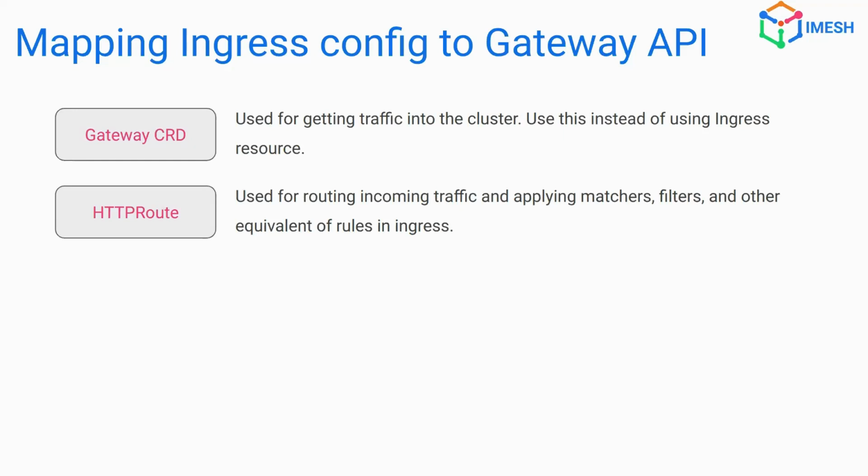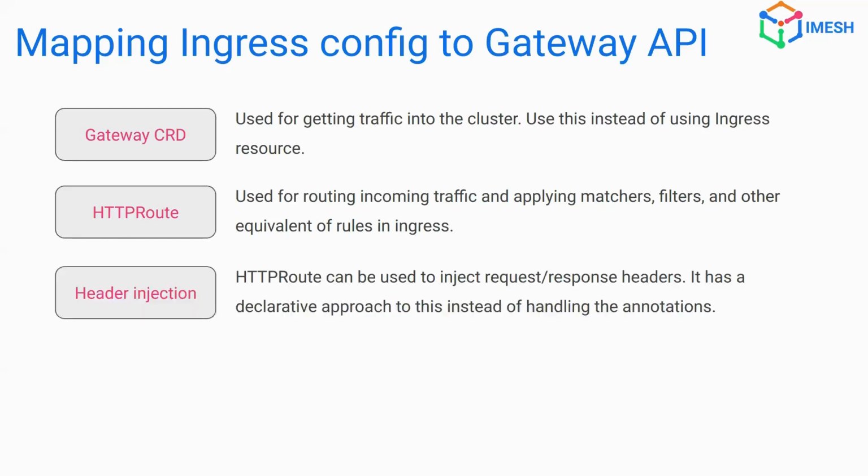Then we have HTTPRoute. HTTPRoute is basically used to route the incoming traffic. It is used to apply matches, filters, and other rules that are already present in Ingress. So most likely you will be using the HTTPRoute if you're dealing with HTTP requests, and whatever you are achieving with Ingress is possible with the HTTPRoute itself.